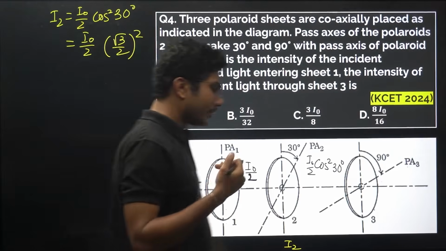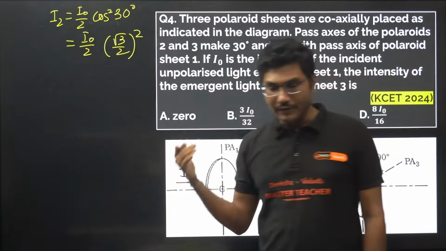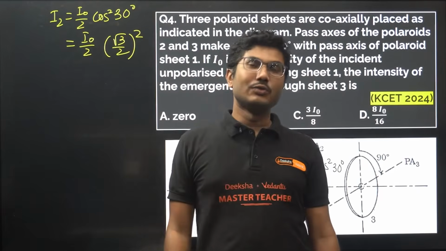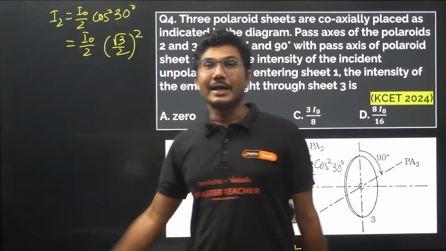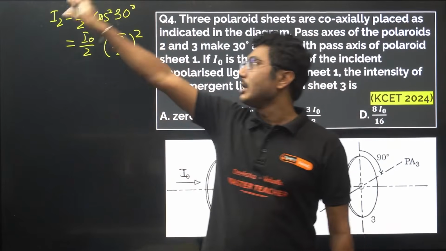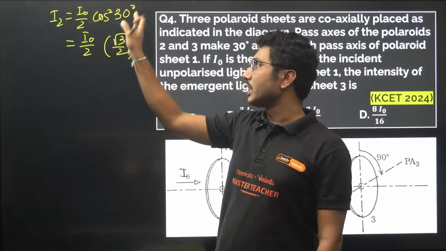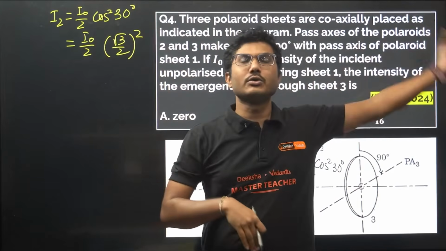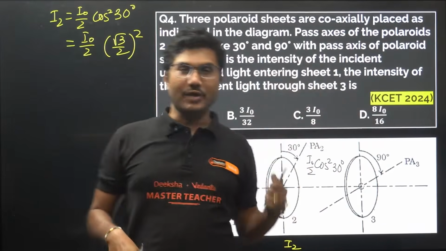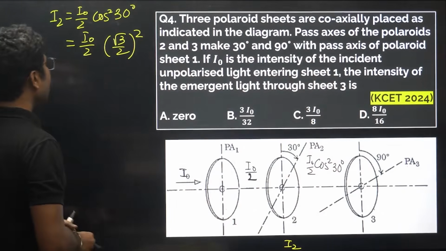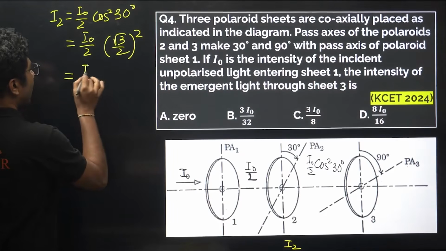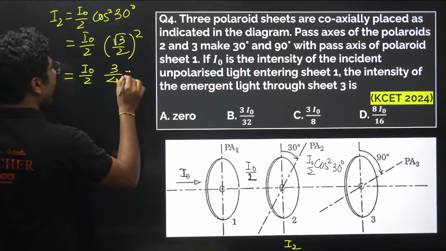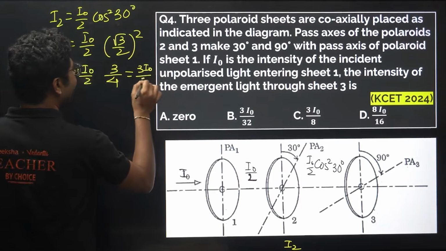There is one way to remember this: if the value is closer to 0, then the next angle will be half. If it is closer to 1, then it will be root 3 by 2. For example, cos 0 is 1, so cos 30 will be root 3 by 2. Cos 45 is 1 by root 2, cos 60, which is closer to 0, will be half, and cos 90 is 0. This is a trick to remember. So I0 by 2 into 3 by 4, so it will be 3I0 by 8, right?